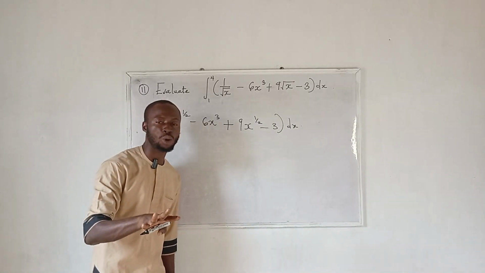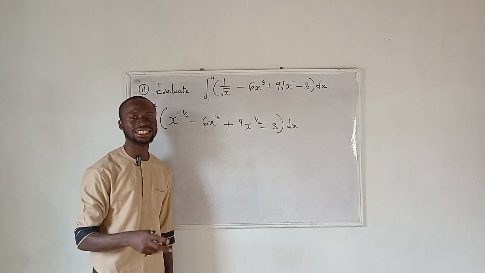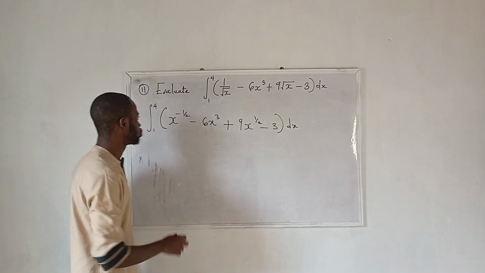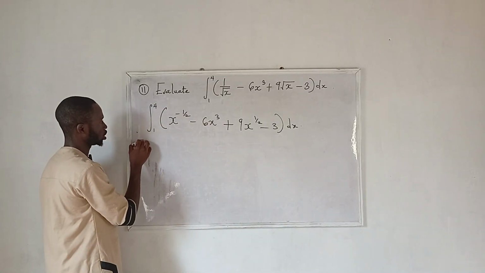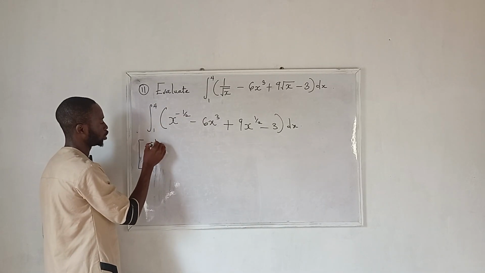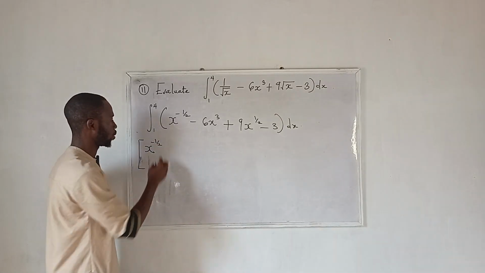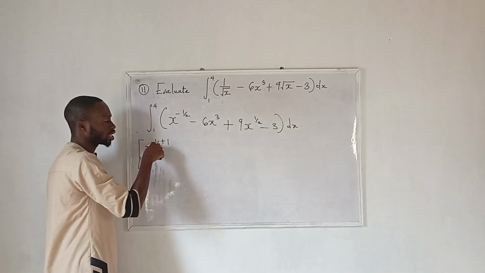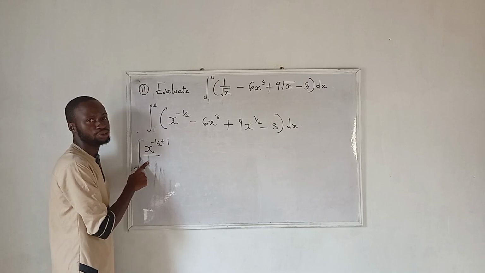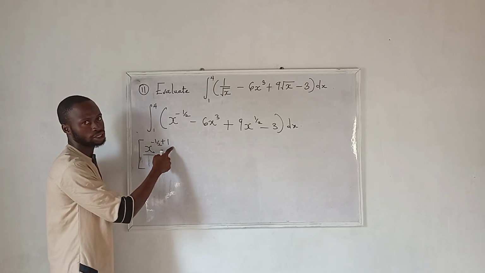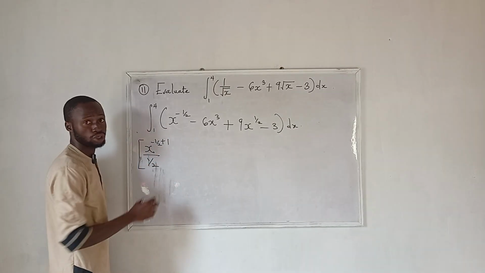Now how do we integrate? Remember that integration is the opposite of differentiation, so you'll be adding 1 to the power and dividing by the power. So what would we have? We would have x raised to the power of minus 1 over 2. You add 1 to the power, that's plus 1. Then the total sum of this, you put as a denominator. So minus half plus 1, that's going to be half. So that gives us half.